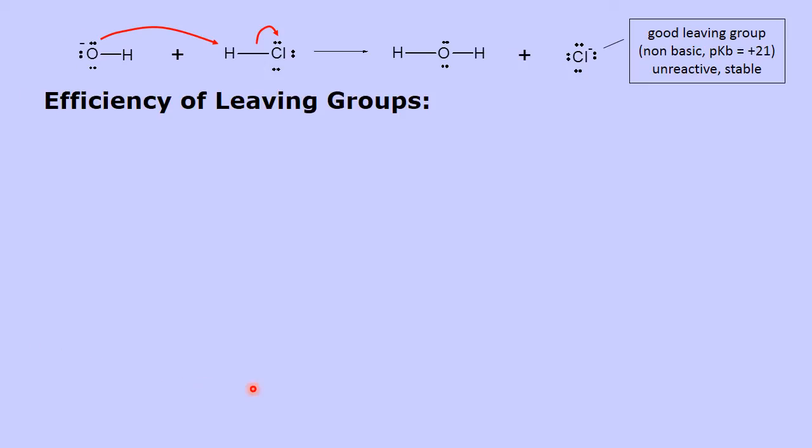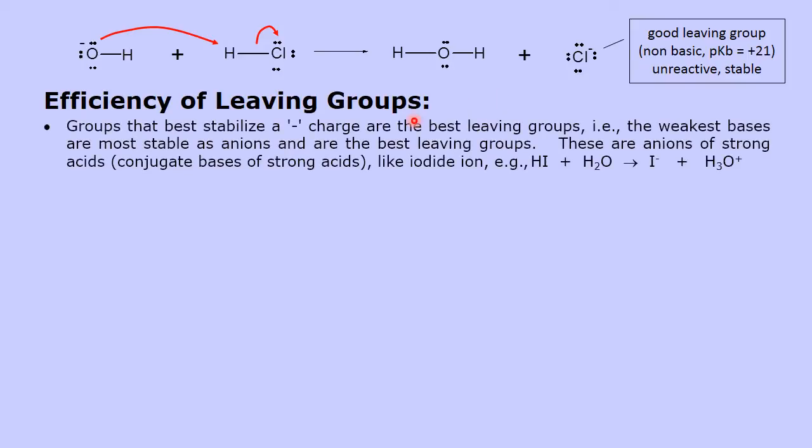Alright, so last concept here is efficiency of leaving groups. On the first slide, we looked at the reaction of hydroxide and hydrogen chloride and said that chloride ion is a good leaving group because it's non-basic. That means it's unreactive and stable. Let's go a little further with that. In general, groups that best stabilize a negative charge, chloride is stabilizing this negative charge, they are the best leaving groups. They are in fact the weakest bases, they are the most stable as anions, and they are therefore the best leaving groups. What are they?